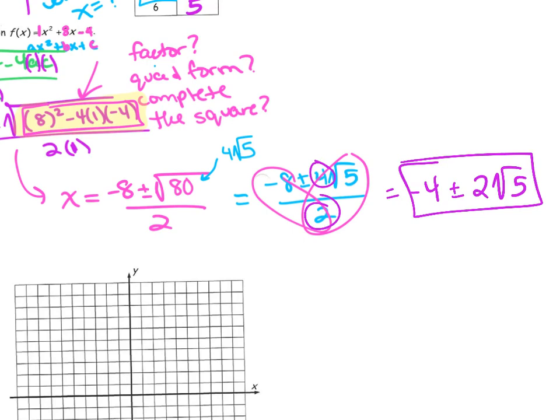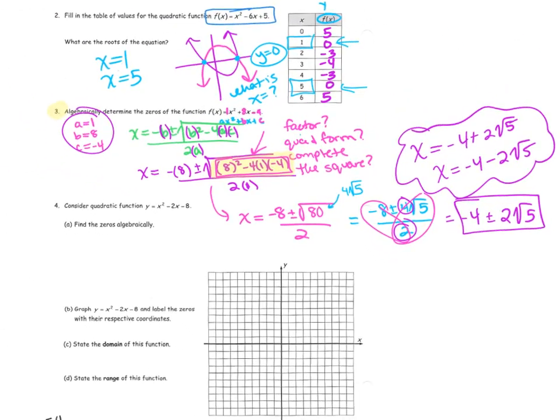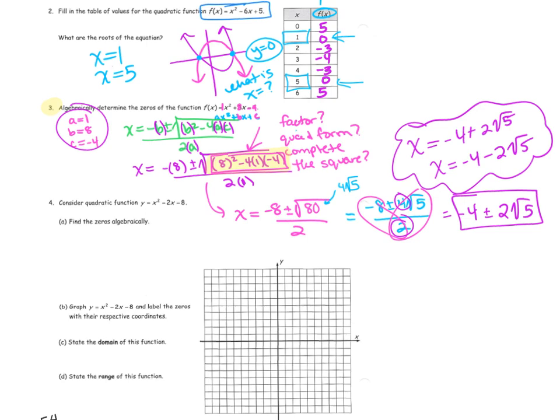Those are the roots for this quadratic equation. So our roots are x equals -4 plus 2 radical 5, and x equals -4 minus 2 radical 5. Okay, so those are my roots for question number 3. Okay, let's just keep going.